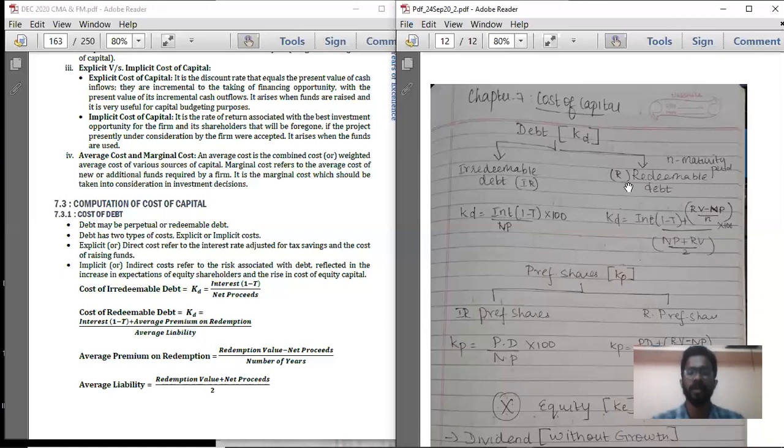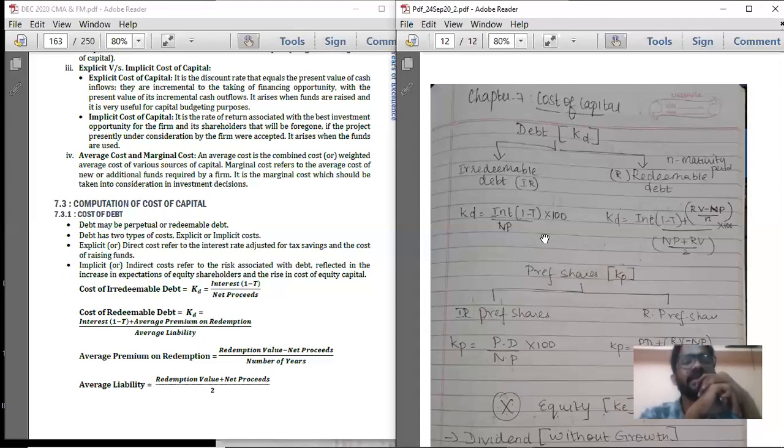There are two types of cost of debt. One is irredeemable debt, one is redeemable debt. For irredeemable debt, the formula is cost of debt, that is KD, is equal to interest into 1 minus tax rate divided by net proceeds into 100. Write it down. Below irredeemable debt, record KD, cost of debt, is equal to interest into within bracket 1 minus tax rate, divided by NP, that is net proceeds, into 100.